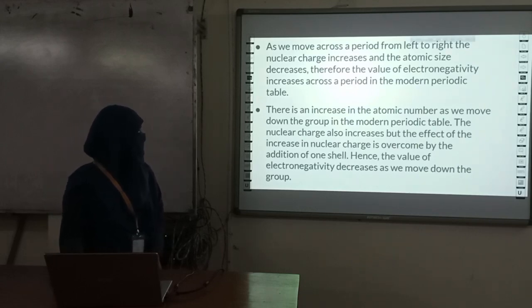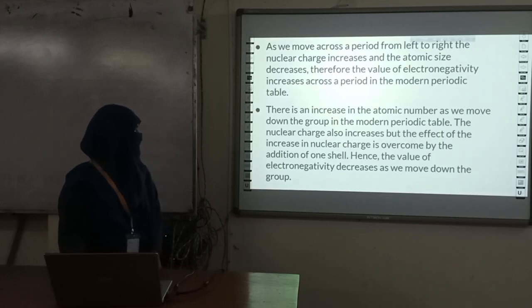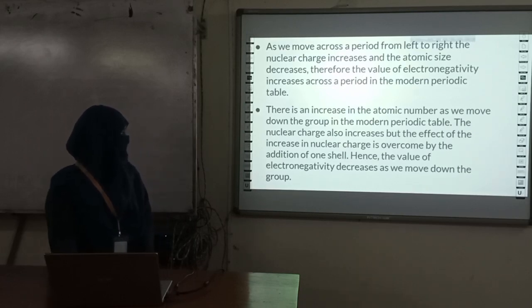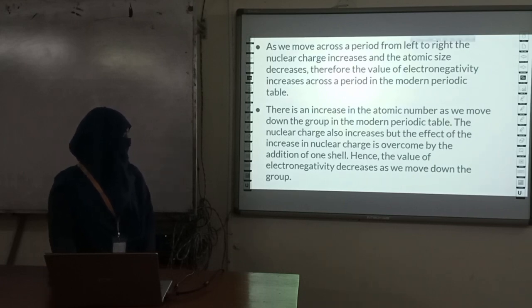And there is an increase in the atomic number as we move down the group in the modern periodic table. The nuclear charge also increases, but the effect of the increase in nuclear charge is overcome by the addition of one shell. Hence, the value of electronegativity decreases as we move down the group.